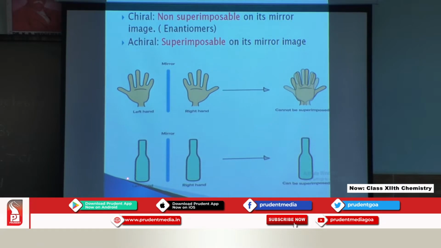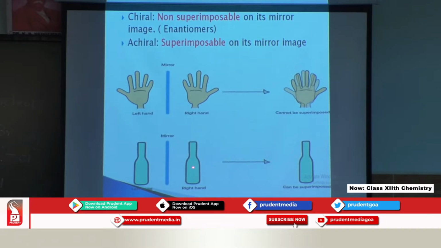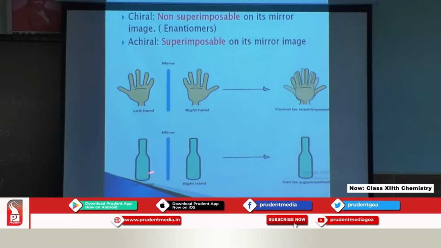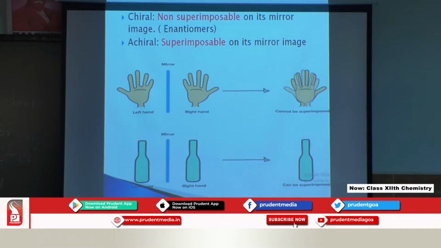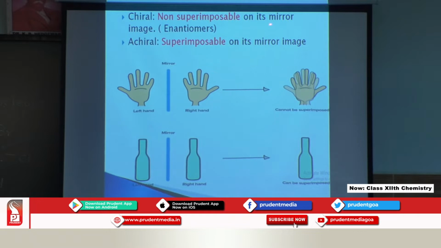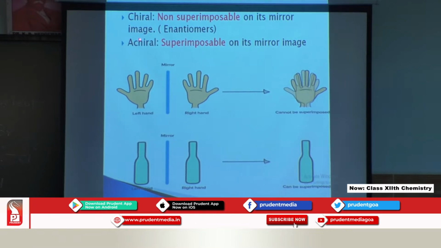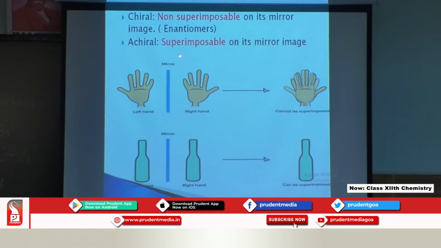But if you take a bottle and see its mirror image, it will look the same and it will coincide with it, so it is superimposable. So, non-superimposable mirror images are known as chiral and superimposable ones are known as achiral.